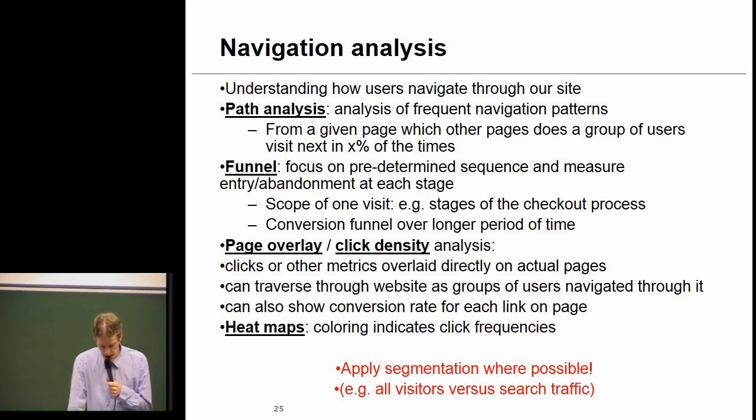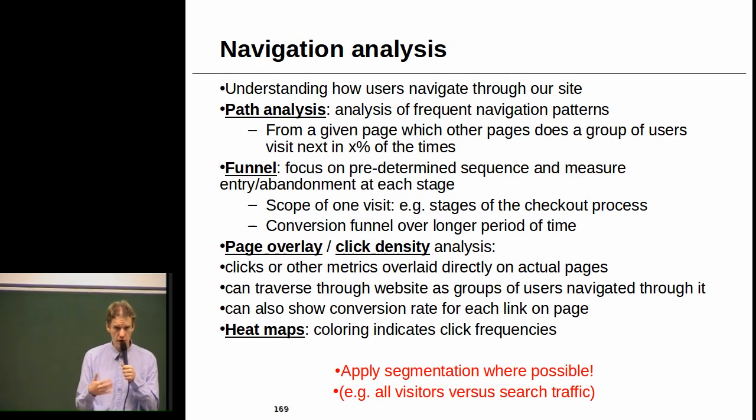The page overlay or click density analysis can then also be visualized as a heat map. A heat map is going to actually visualize the whole web page in a color-based way, from red to yellow. Red meaning regions where lots of people click, and then yellow meaning regions where not a lot of people click. Again, we can apply segmentation, right? We can do path analysis, funnel analysis, page overlay analysis for different segments of users.